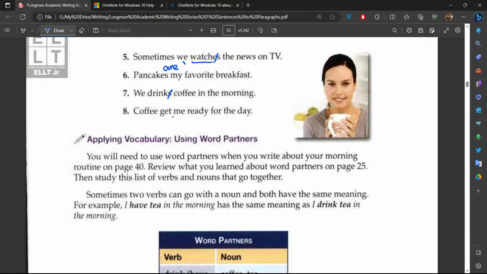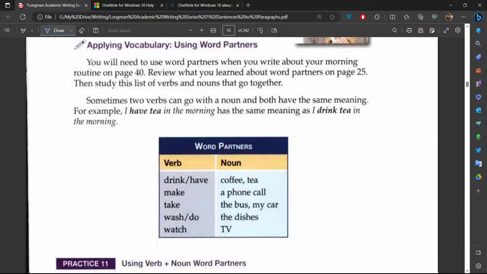Coffee get me ready for the day. Coffee is now again the subject, equivalent to it. It is like the singular subject, so we use gets. Here an s must be added. Coffee gets me ready for the day.